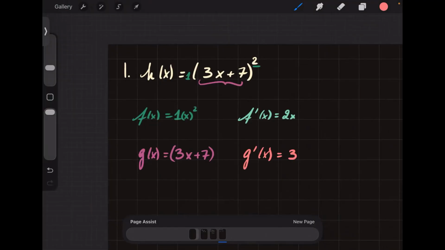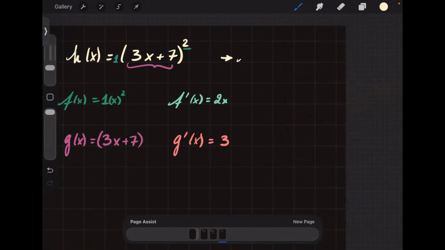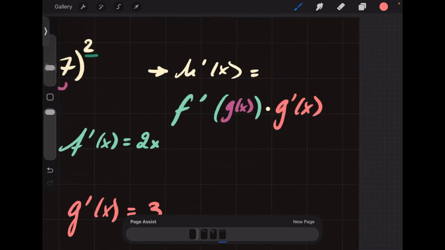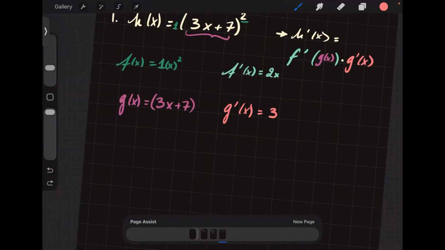Now what we want is h prime of x is going to equal f prime, and then you're going to want to pop g of x on the inside, times g prime on the outside. Sorry, inside is normal g, outside is g prime. Okay, we have all of our moving parts.